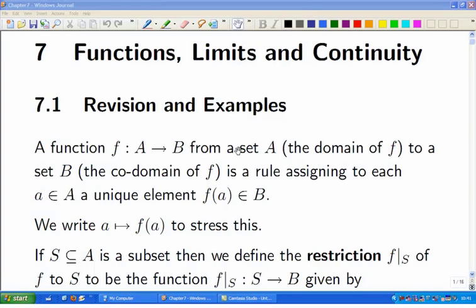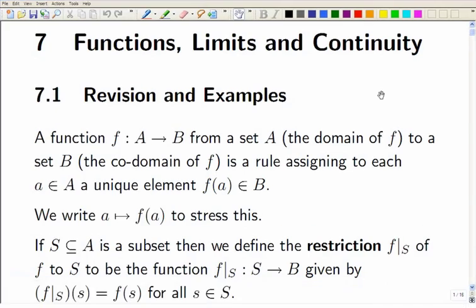So chapter 7 on functions, limits and continuity. What we start with, and in this chapter there's quite a lot of this, a bit of revision of stuff that you will have already seen in first year, though perhaps not done rigorously, but still with some elements of rigour, and the notions of functions of several variables and what it means to have function limits or continuity in that setting.